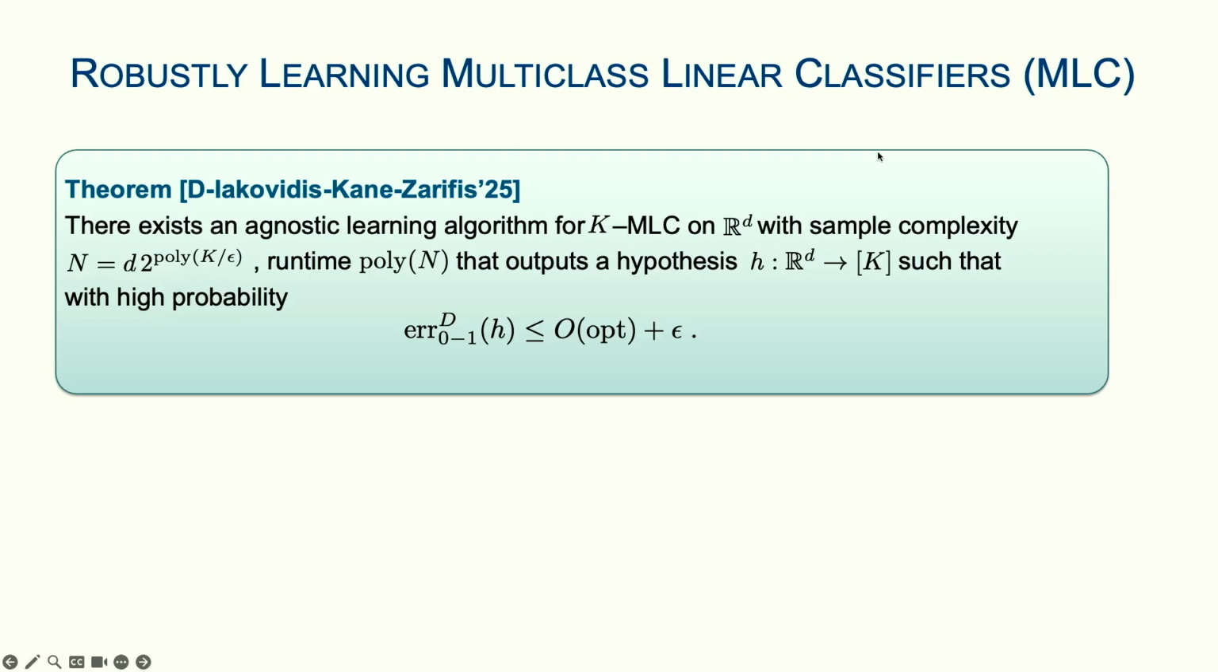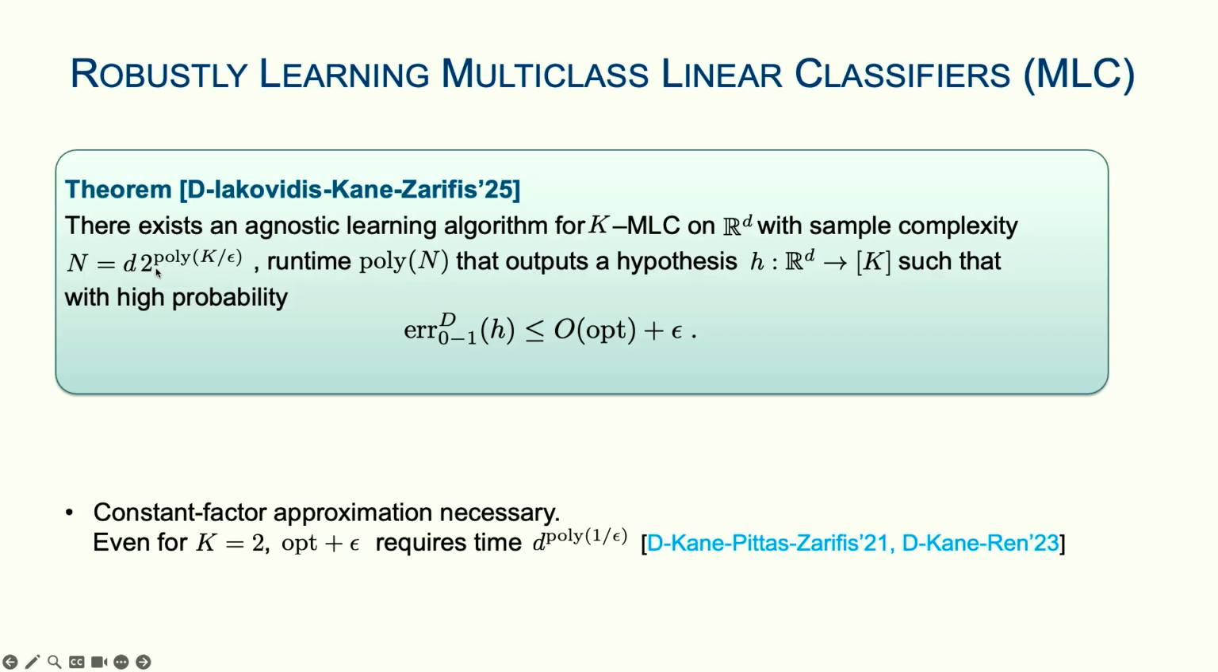So for this agnostic model, we can get a sample complexity which is linear in the dimension, with some exponential dependence on k and epsilon, and polynomial time. The final error guarantee is going to be a constant times the best possible. This big O is a universal constant that doesn't depend on any parameters of the problem. Okay, so it's like 10. The exponential dependence on epsilon and k is of course not ideal, but at least we separate d from the dependence on epsilon and k.